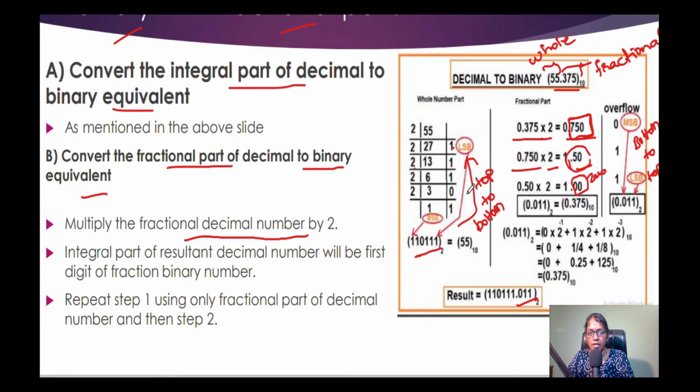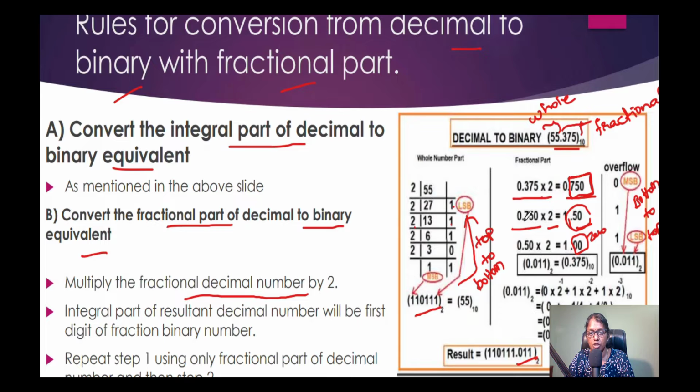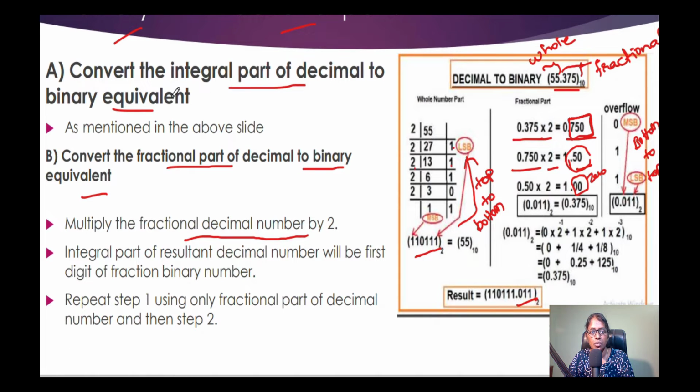So converting the integral part and fractional part from decimal to binary, we came to know: convert the integral part as mentioned in the previous slide, and for the fractional part, multiply the fractional decimal number by 2, or we can also call it the base of the number. The base of binary is 2, that's why we multiply the fractional part by 2. Then the integral part of the resultant decimal number will be the first digit of the fractional part. See, this is the resultant value, this overflow number, and this is the first digit of the fractional number.